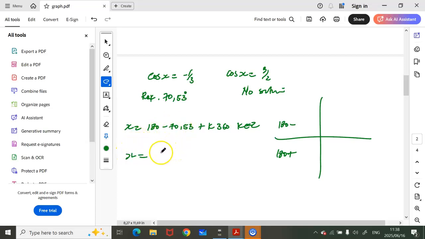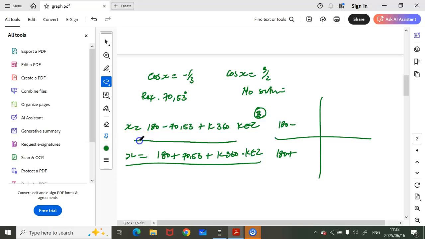So you deal with this, you get the answer. X is equal to 180 plus, for the third quadrant. This is the second quadrant, and this is the third. On the third we say 180 plus 70,53 plus k times 360, where k is an element of all integers. So these are our two solutions. When you simplify this one, you'll get the solutions, and this is for the third quadrant. And that's how we do our general solution.